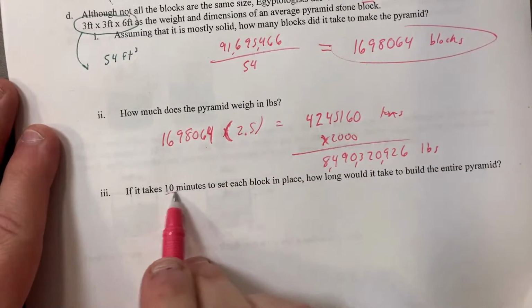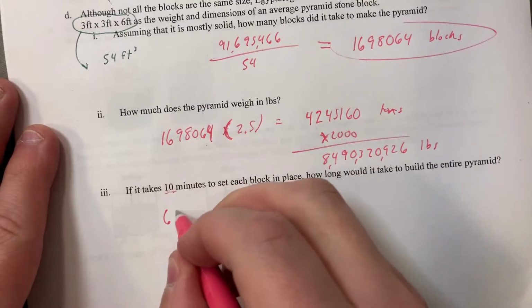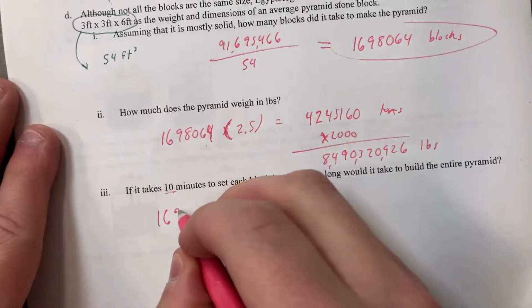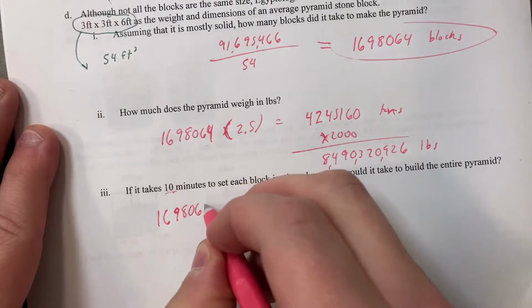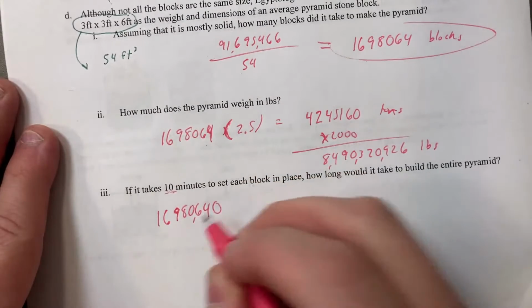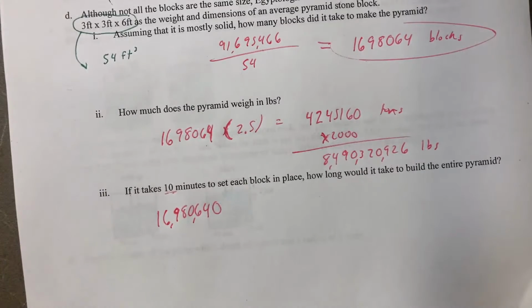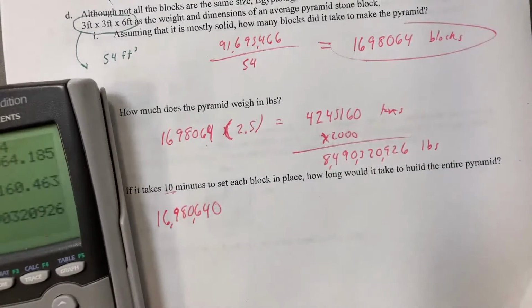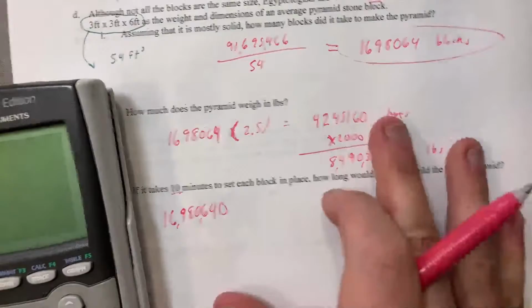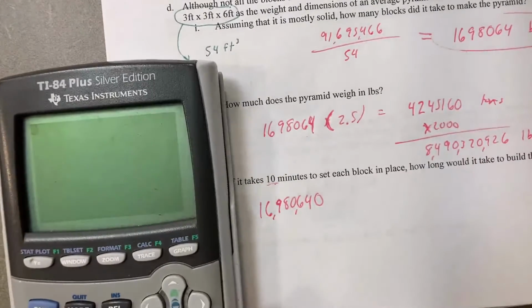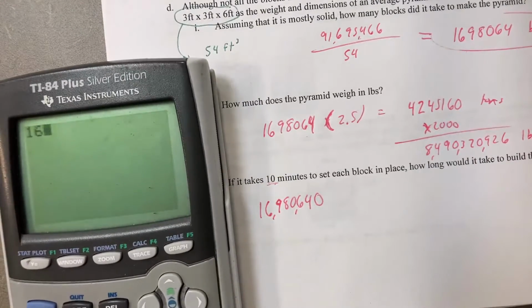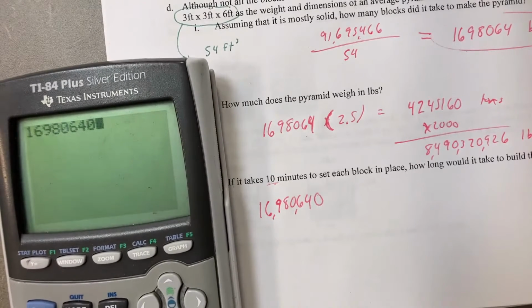So 10 minutes per block, that would just add a 0 onto that. So 1698064, that's how many minutes it would take. Now let's think about that in terms of something that actually makes sense. Minutes doesn't make sense to us, but 1698064, okay, that's how many minutes.